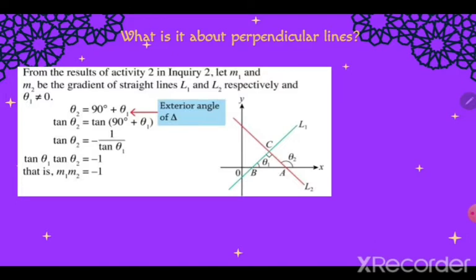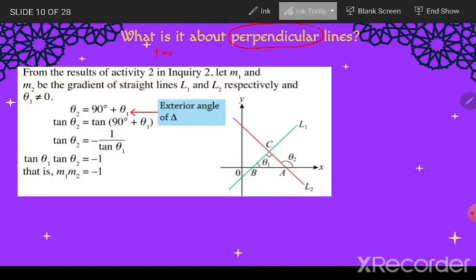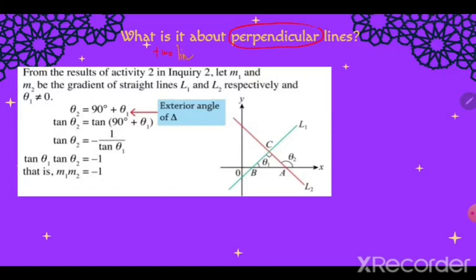So when we have two lines that intersect each other and form a 90 degree angle between the lines at the intersection point, that is what we call perpendicular lines. So perpendicular lines are two lines that intersect each other and produce 90 degree, which we usually call a normal line.